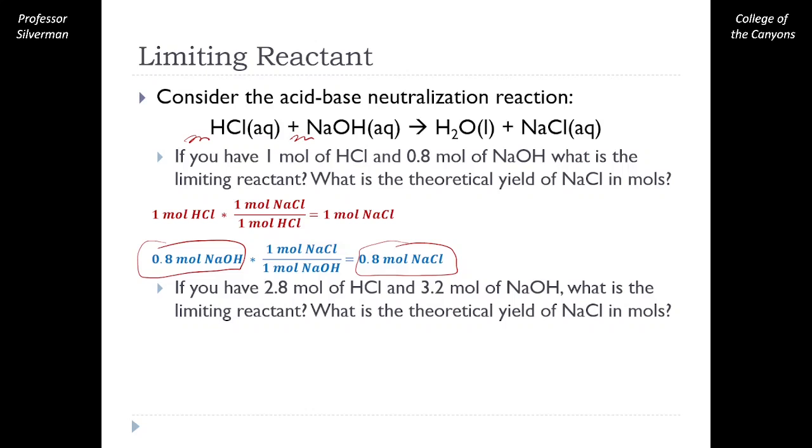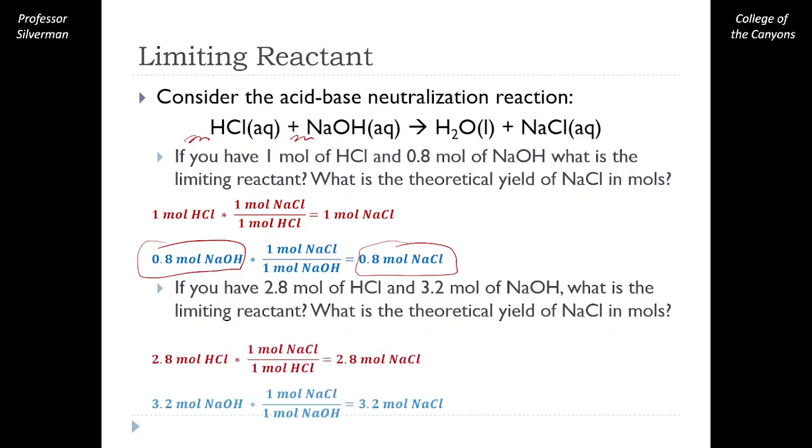If we start with 2.8 moles of HCl and 3.2 moles of NaOH, well, now we can see that our smallest amount of product is 2.8 moles of NaCl. That is our theoretical yield, which means this 2.8 moles of HCl has to be our limiting reactant.